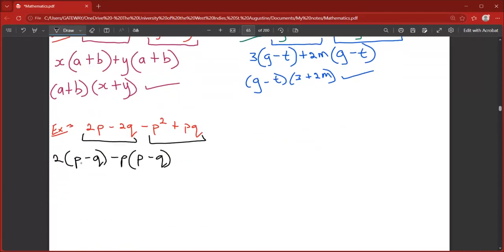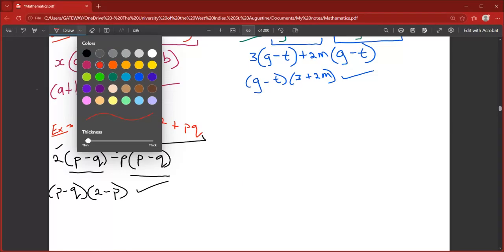Now you see p minus q is common here. p minus q is common, so you take out the p minus q. And you put the remaining terms, which are the 2 and the minus p, in the next bracket always. And that is our answer there.